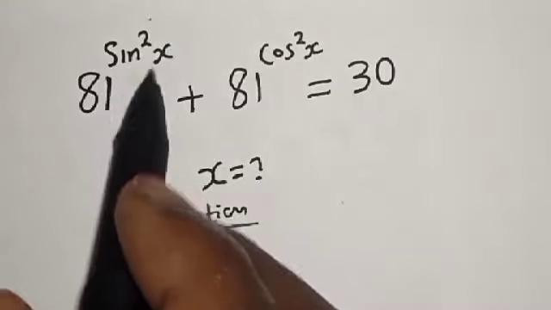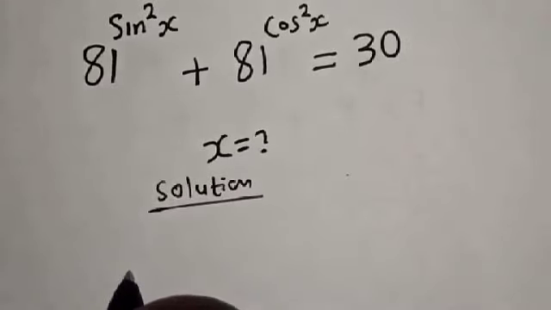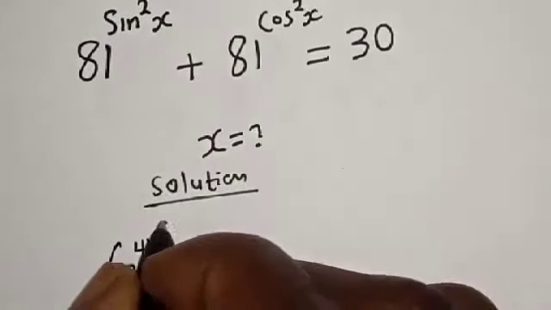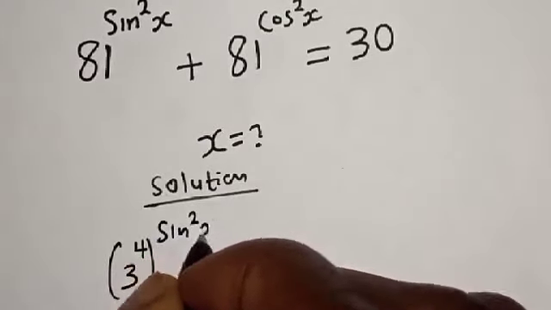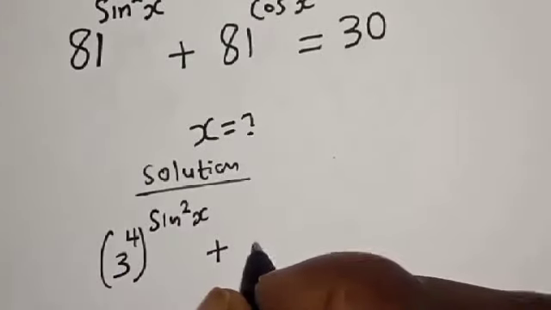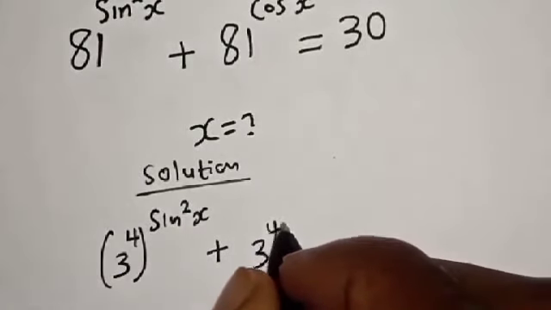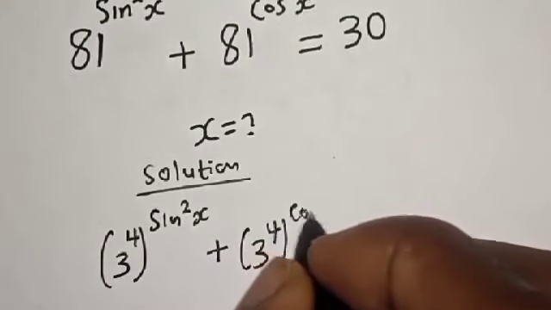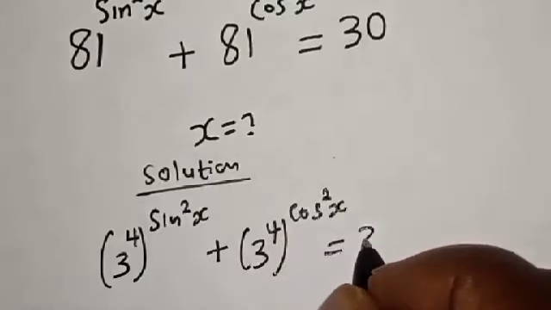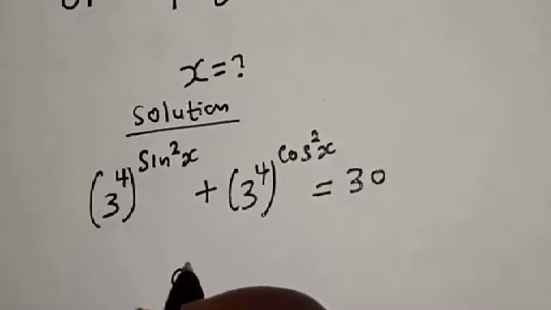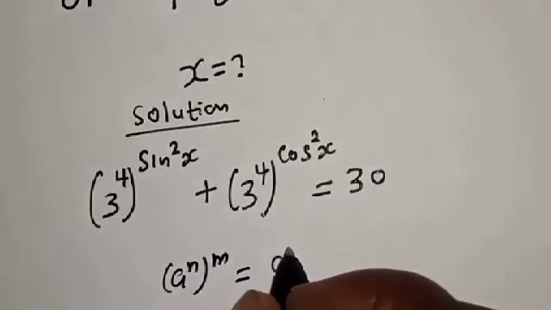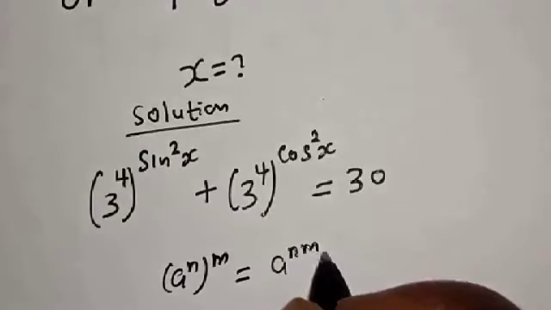81 raised to power sine square x can be written as 3 raised to power 4 raised to power sine square x, plus 81 raised to power cos square x can be written as 3 raised to power 4 raised to power cos square x, is equal to 30. A raised to power n to the power of m is equal to a raised to power nm.